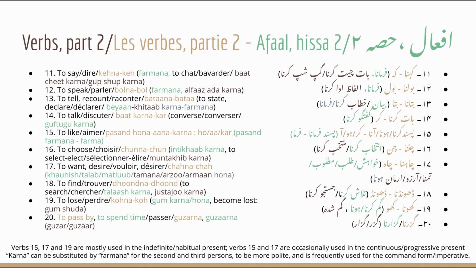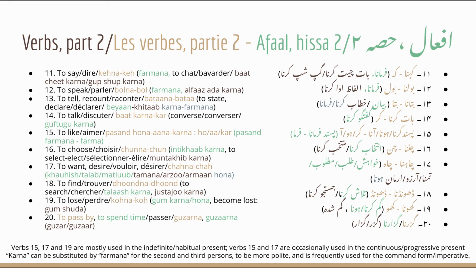To lose is khona and kho. Gum karna or gumana is also frequently used. For something to become lost is gum shuda. Shuda is borrowed from Farsi. You will also see karda, like tasrif karda, as you might remember, was conjugated. So shuda and karda are borrowed from Farsi, as in they have become something.